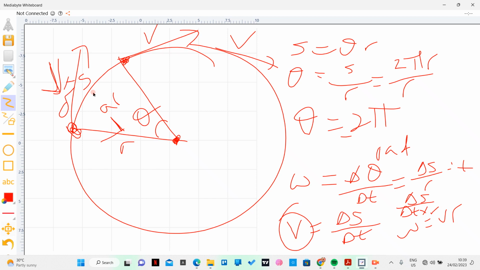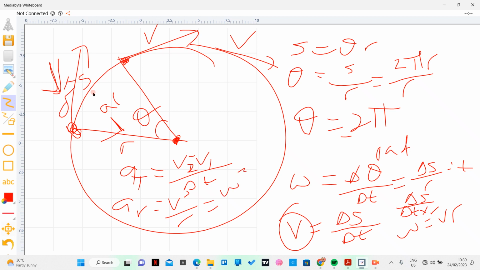And for calculating your tangential acceleration, tangential acceleration is v2 minus v1 all over change in time. While for your radial acceleration, it is v squared over r, which is also equal to omega squared r. There's a way to derive this, but I don't think you will be asked for derivation. So that's your tangential acceleration and your radial acceleration. Take note of those formulas.